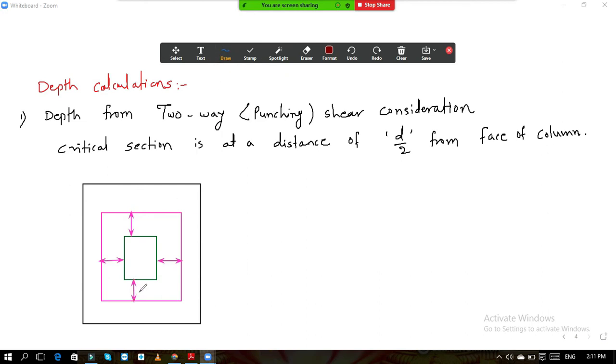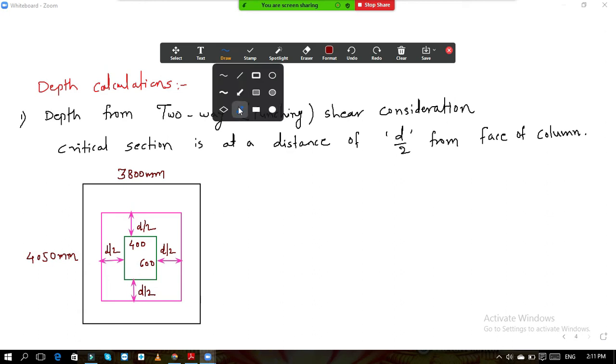I have already explained you in the last lecture. D by 2, this is also d by 2, d by 2, and this is also d by 2. And what is the width of the column? So this is 400 and the depth of the column is 600. What dimensions for the footing we have provided? The dimensions for the footing are 3800 mm and 4050 mm. These are the dimensions we have provided for the footing.